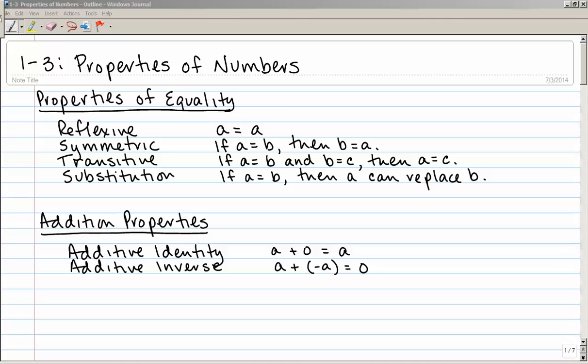There are two addition properties, the additive identity and the additive inverse. The additive identity says that if you take a number and you add 0 to it, you get the same number back. So adding 0 gives you the identical number. The additive inverse says A plus the opposite of A equals 0. Any number plus its opposite, or the negative of that number, is going to equal 0.